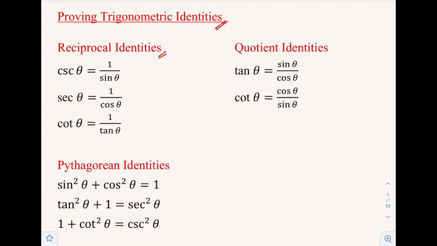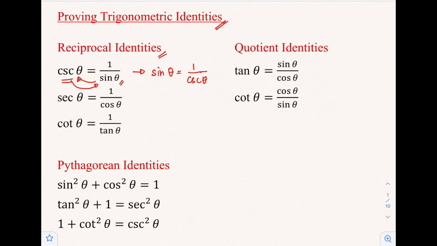So dito guys, si cosecant theta is equals yan kay 1 over sine theta. So, pwede rin nating i-rewrite to guys. So, pwede rin nating gamitin na si sine theta is also equals kay 1 over cosecant theta. Okay, so kumbaga pinag-swap natin yung pwesto ng ating trigonometric function.